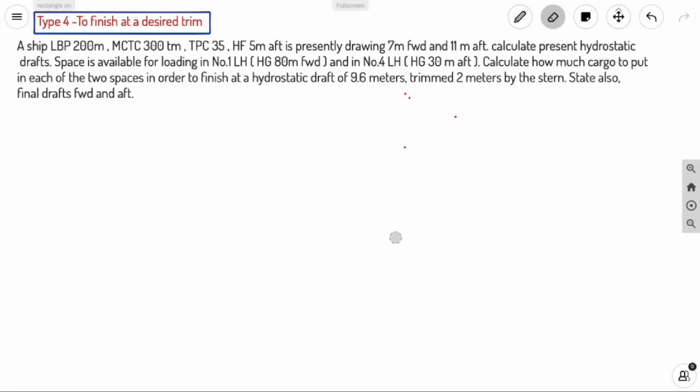Now guys, we have type 4 problems. The concept of this type of problem is to finish at a desired trim. You will be given in the question that you need to finish your ship loading at a certain trim. So we see how we do these problems.